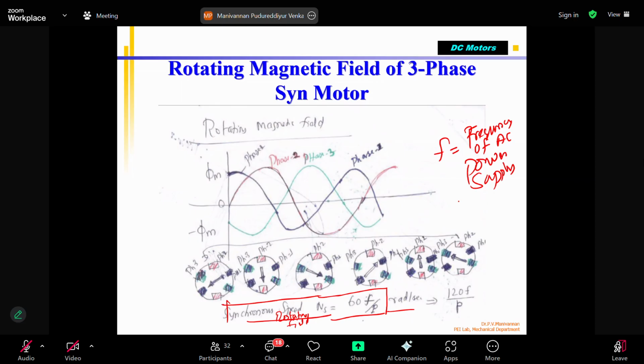AC is given to the stator winding. For clarity I'm writing, AC voltage given to stator winding. In India, it is 50 Hz. You know the power grid, TNEB, Tamil Nadu, throughout India, the electrical grid frequency. If you give the voltage to the synchronous motor, F should be taken as 50 Hz. Then P is the number of poles. P equal to number of poles. 60 is a constant. You can write 60 F by P or 120 F by P. You can use any one of these formulas.